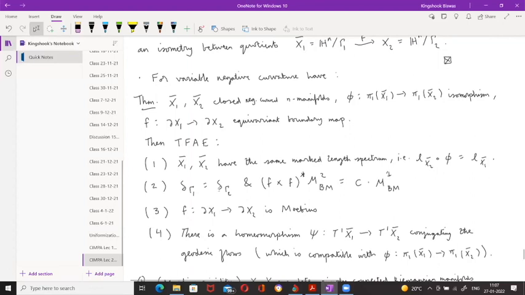f cross f star of mu bm2 is equal to a constant times mu bm1. This is equivalent to F from boundary X1 to boundary X2 being Mobius. And this is equivalent to, there is a homeomorphism psi from the unit tangent bundle of X1 bar to the unit tangent bundle of X2 bar, which conjugates the geodesic flow of X1 bar to the geodesic flow of X2 bar. Okay. And it is in a certain sense compatible with the isomorphism of fundamental groups.